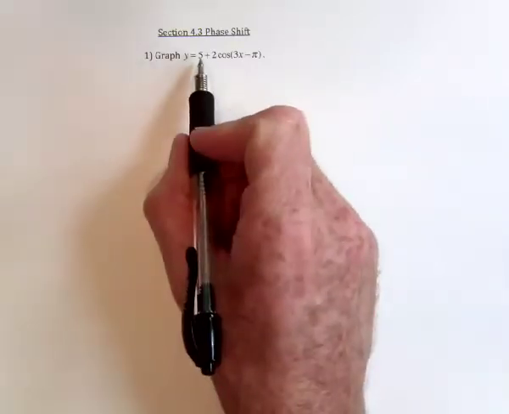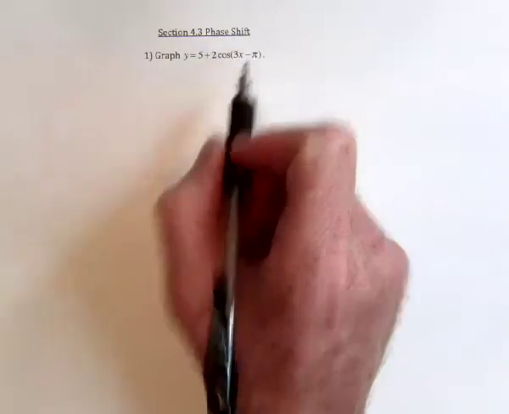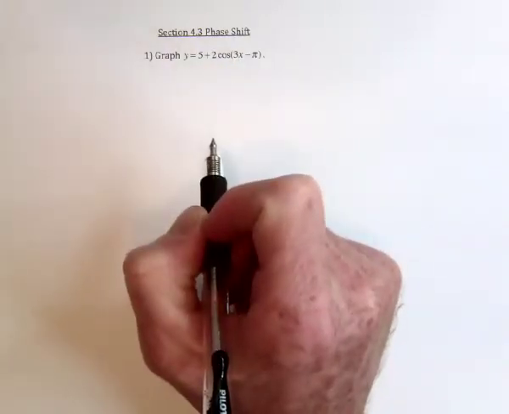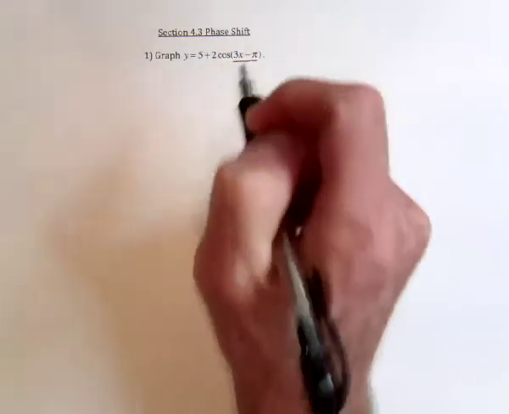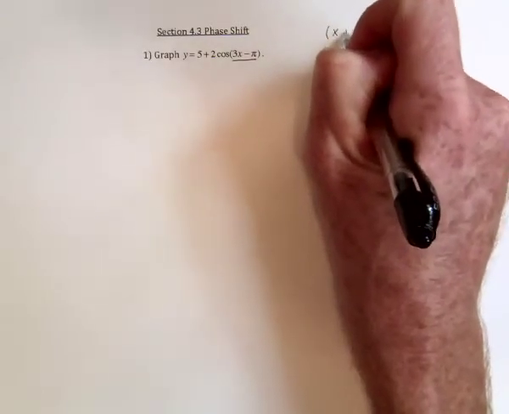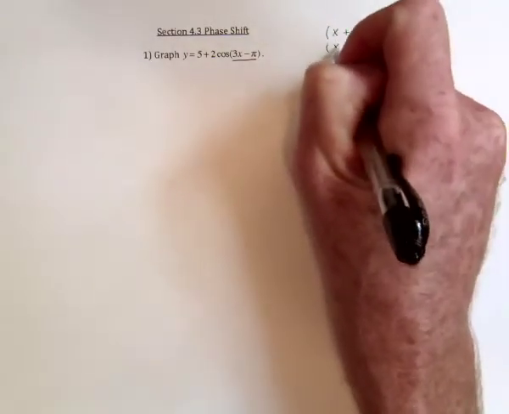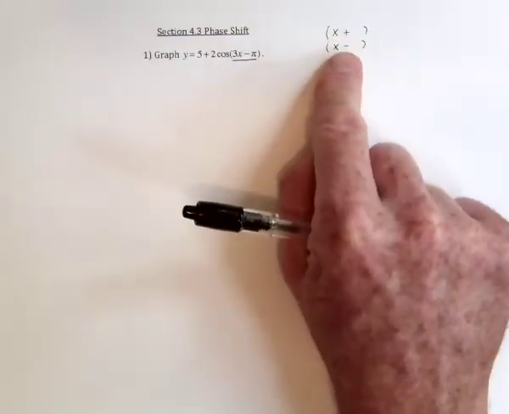So this function now has all of the pieces in there. We've got vertical shift and amplitude and something changing the period, as well as the phase shift. The first thing to do though is in here factor out 3, because when we talk about phase shift it will say x plus a number or x minus a number is going to shift it to the left or to the right.